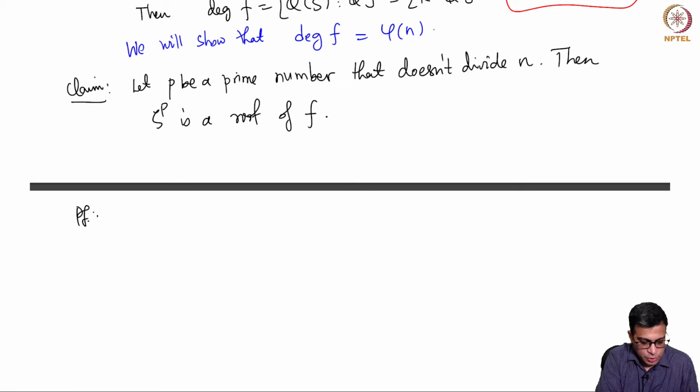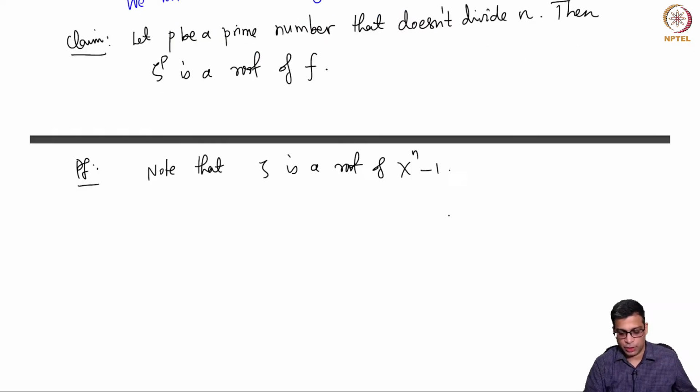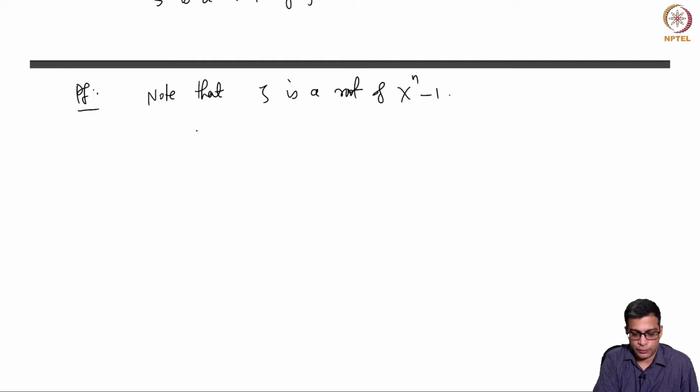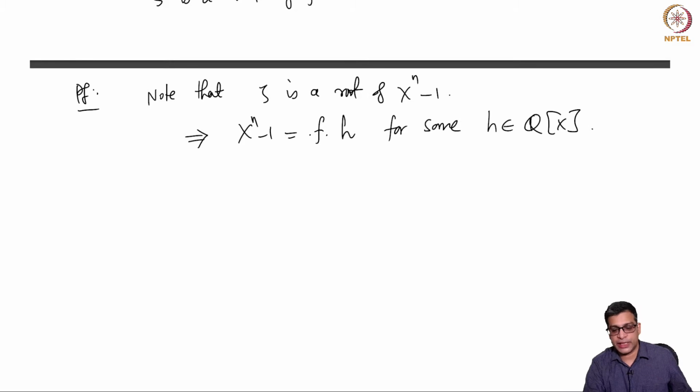So why is this? First we note that zeta is a root of x power n minus 1, of course, because it's a primitive nth root of unity. So this means x power n minus 1 equals f times h for some h in Q[x], right? Because f is the irreducible polynomial of zeta, x power n minus 1 is some polynomial which has zeta as a root, so f divides that in Q[x].